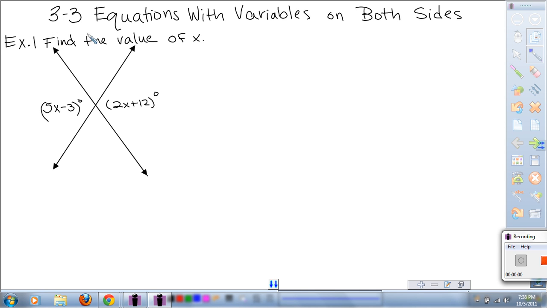This is lesson 3.3, equations with variables on both sides. So we're still solving equations, but now it's getting a little more complicated. In this first example, they just want us to find the value of x.